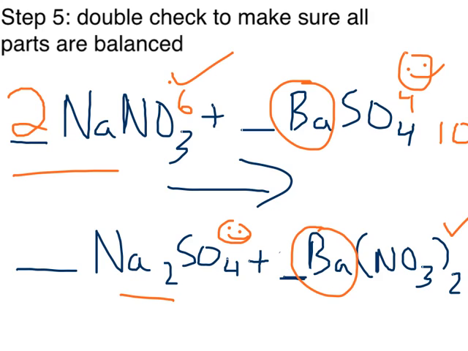Over here, I have 4 oxygens here. 2 times 3 equals 6, and I have 10 oxygens down here as well. The whole thing is balanced. We're good to go.